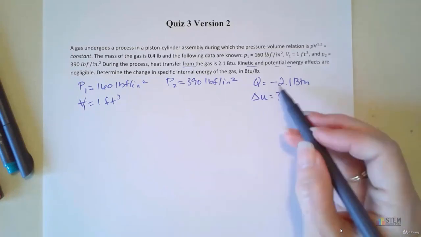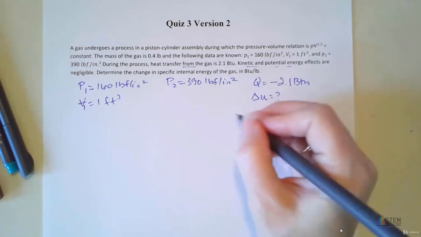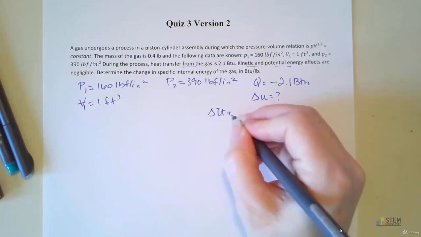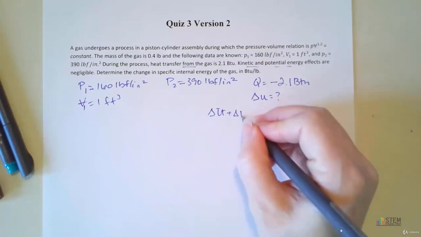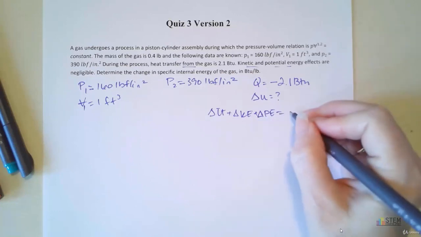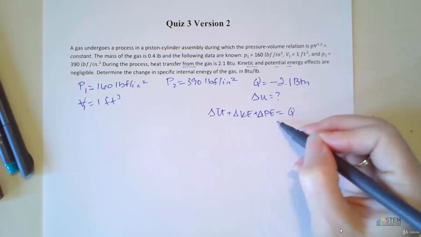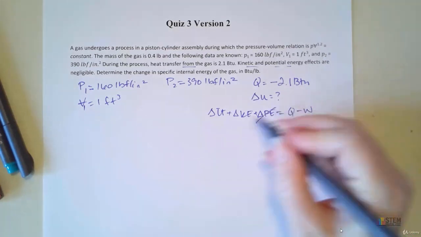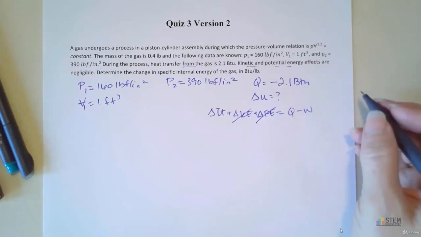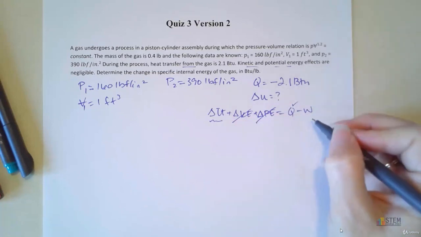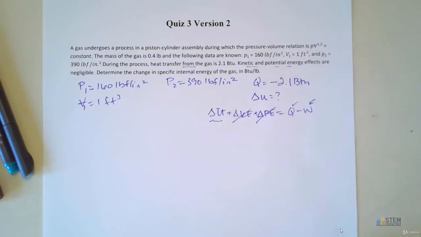Now, our equation that has Q and delta U in it is going to be the energy balance equation. Remember, this is capital U. That's regular internal energy. We want specific internal energy. We'll change it up in a minute to get that. And all of the energy terms are equal to Q minus W. These two go away because we're ignoring them. Now we have this. We want that. So that means we need to find work before we can get what we need.